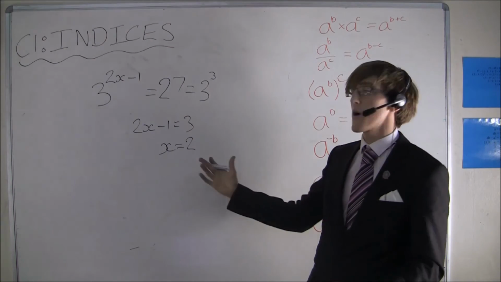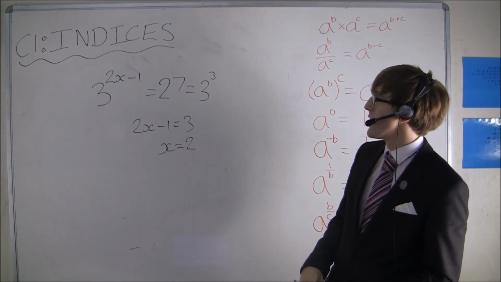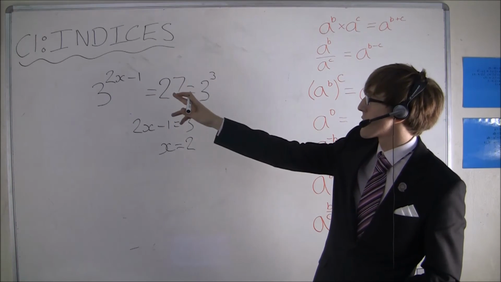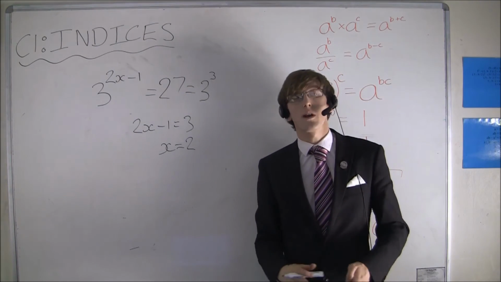And then we can sub this into our original equation to see if it's correct. So 3 to the power of 2 times 2 is 4, minus 1 is 3, so 3 to the power of 3 does indeed equal 27. So we know we found the correct answer.